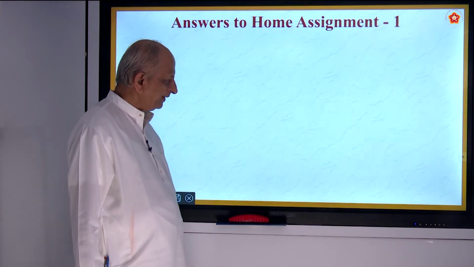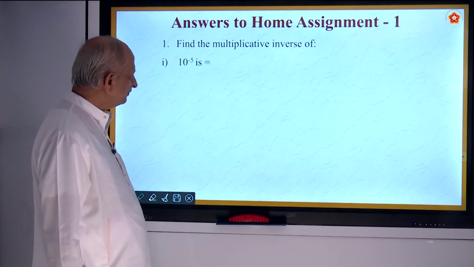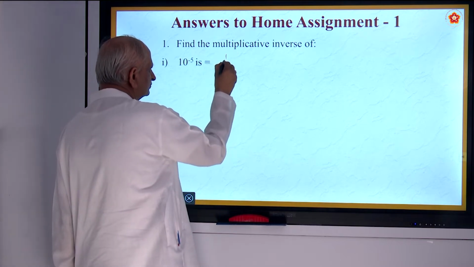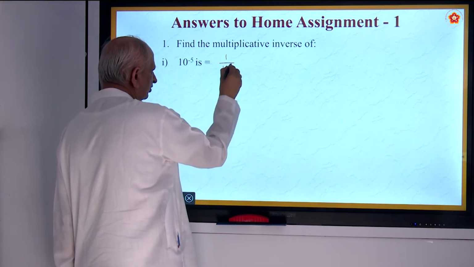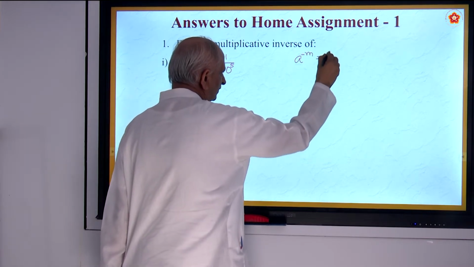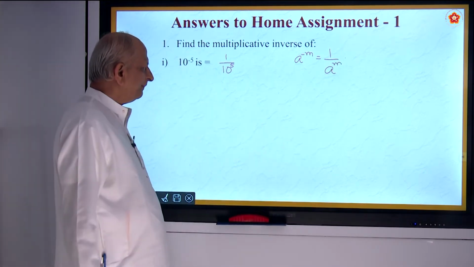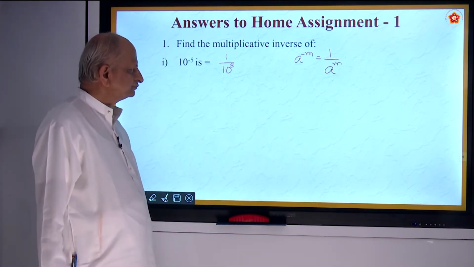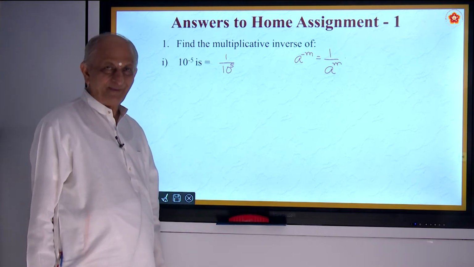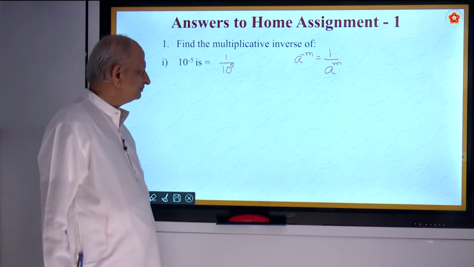Now shall we see the home assignment? Yeah, first question. Find the multiplicative inverse of 10 to the power of minus 5. The multiplicative inverse is 1 by 10 to the power of 5. We have the formula a to the power of minus m is equal to 1 by a to the power of m. That is called multiplicative inverse. Here a should not be 0. m can be 0, but a should not be 0.